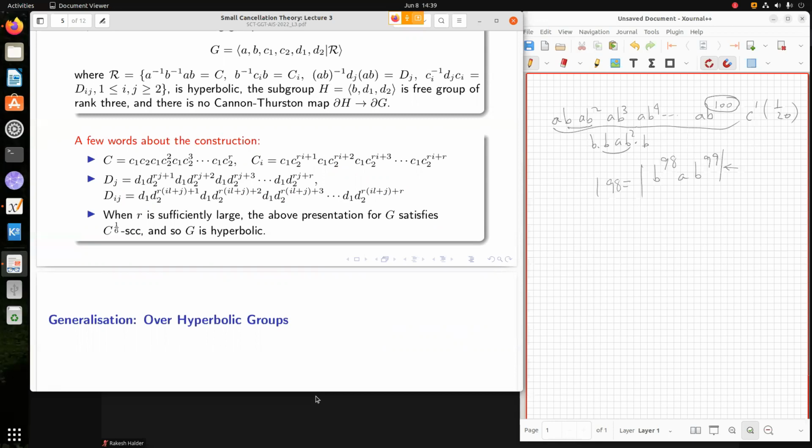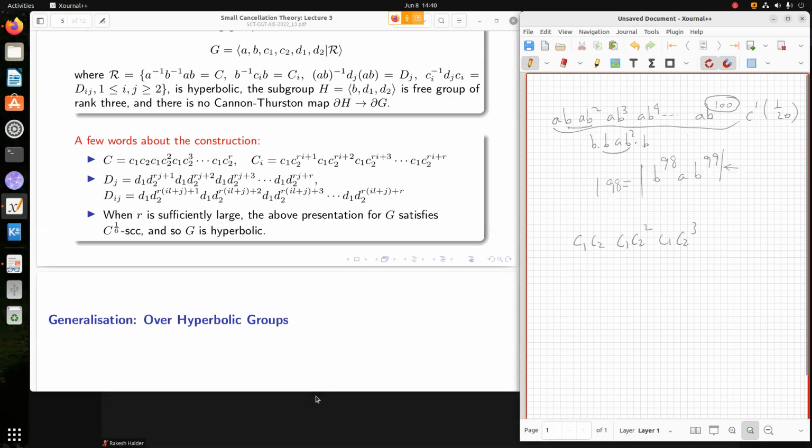Now you see that this is the exact same word we talked about yesterday and today, right? So this is a typical such word where pieces are small compared to the actual word. Now you see that if I consider the word C1, C2, C1, C2 square, C1, C2 cubed, if I just consider this much, does it satisfy C prime 1/6? Will this relator satisfy C prime 1/6? It will not, right? Because for this word, the pieces that it has compared to the length of the entire word are not that small.